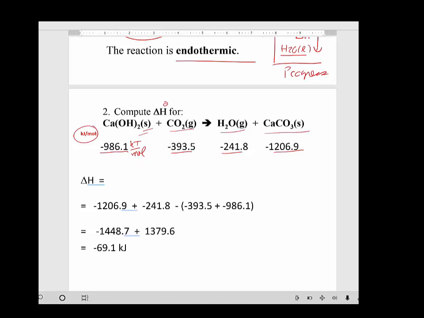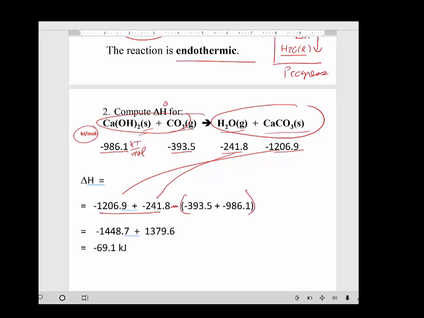We're going to multiply by 1 mole, so the moles cancel. Delta H for the reaction then is products minus reactants. So our two products, there and there, multiply by 1, and we subtract the sum of the enthalpies of the reactants, this and that added together. You get a minus 69.1 kilojoules. So this is an exothermic reaction because delta H is negative. Heat would be on the product side of the equation.